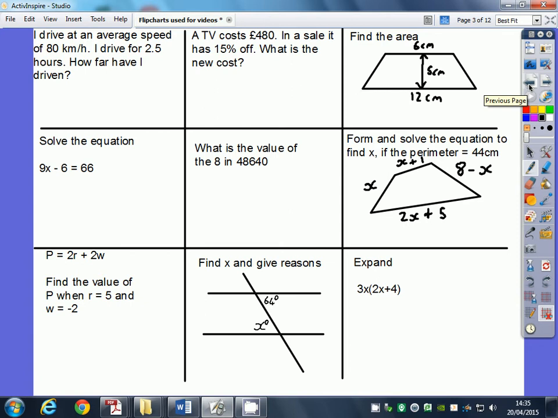Question number 2 says a TV costs £480. In a sale it has 15% off. What is the new cost? So immediately, if it's got 15% off, we know our new value is going to have to be less than £480.